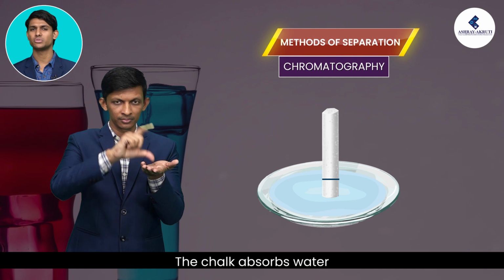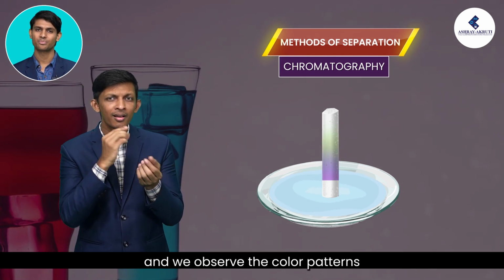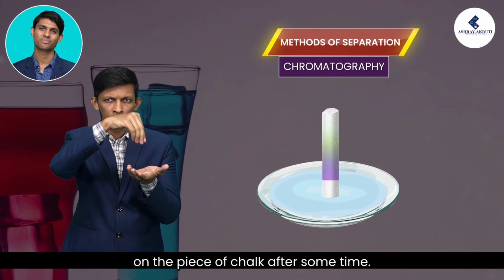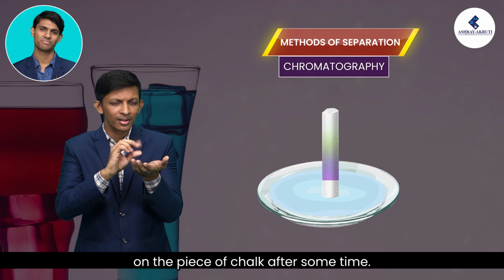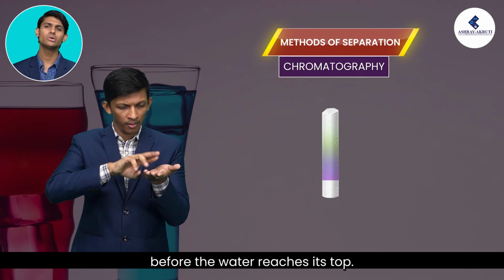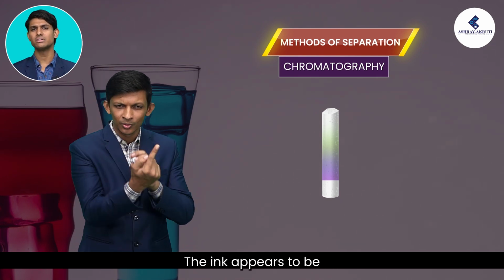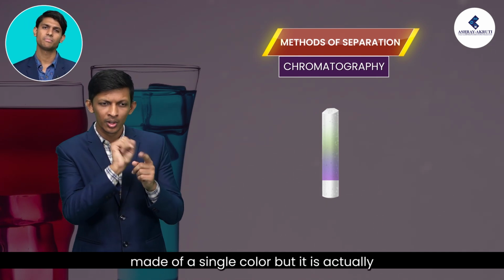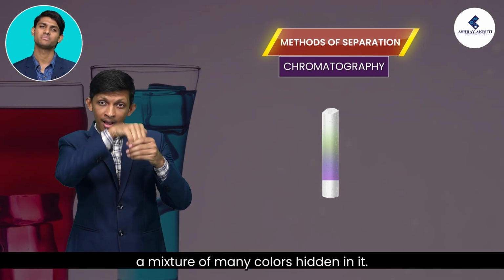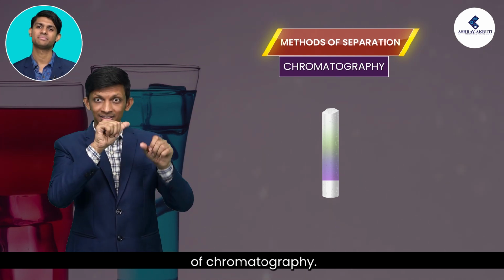The chalk absorbs water and we observe color patterns are formed on the piece of chalk after some time. Remove the chalk before the water reaches its top. The ink appears to be made of a single color, but it is actually a mixture of many colors hidden in it. This method is an example of chromatography.